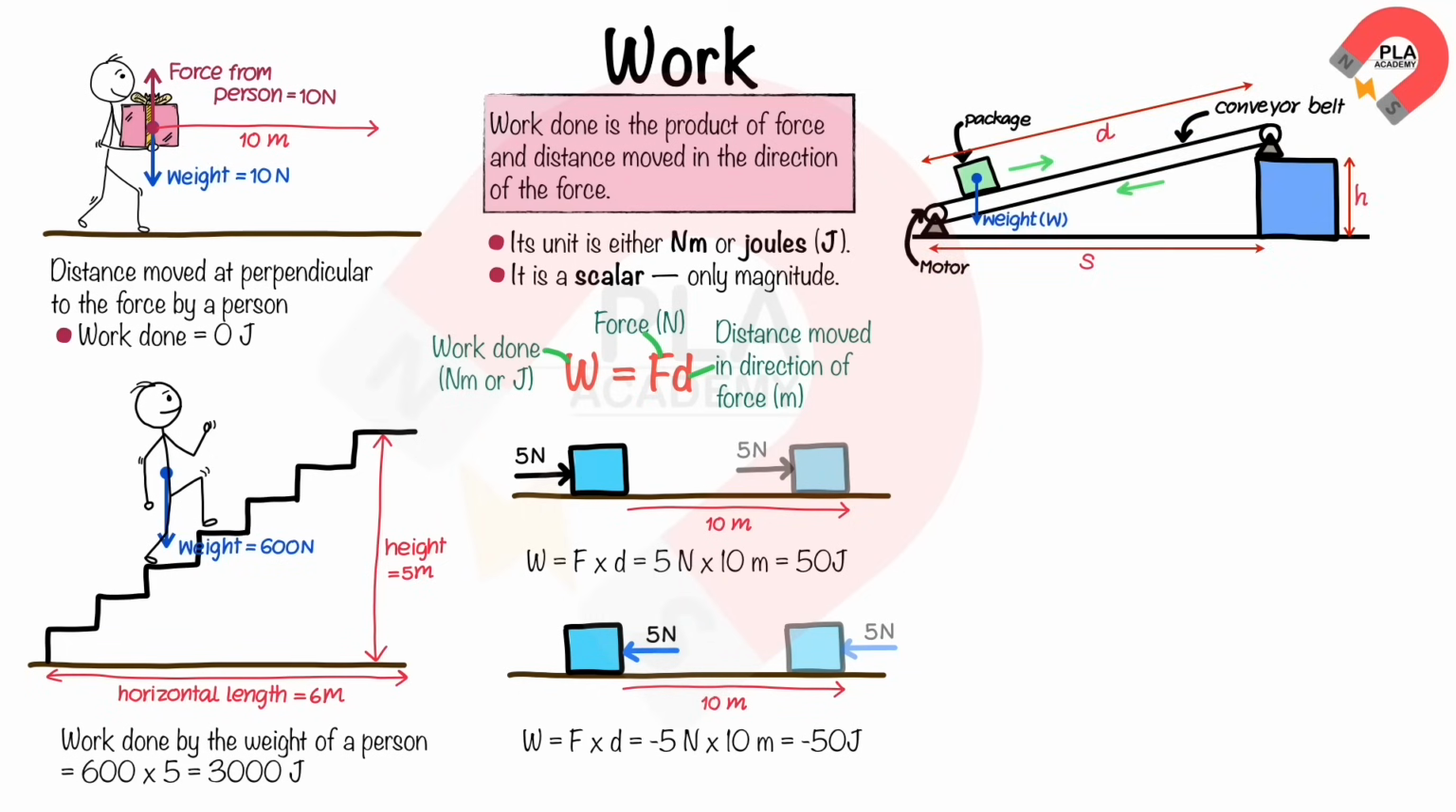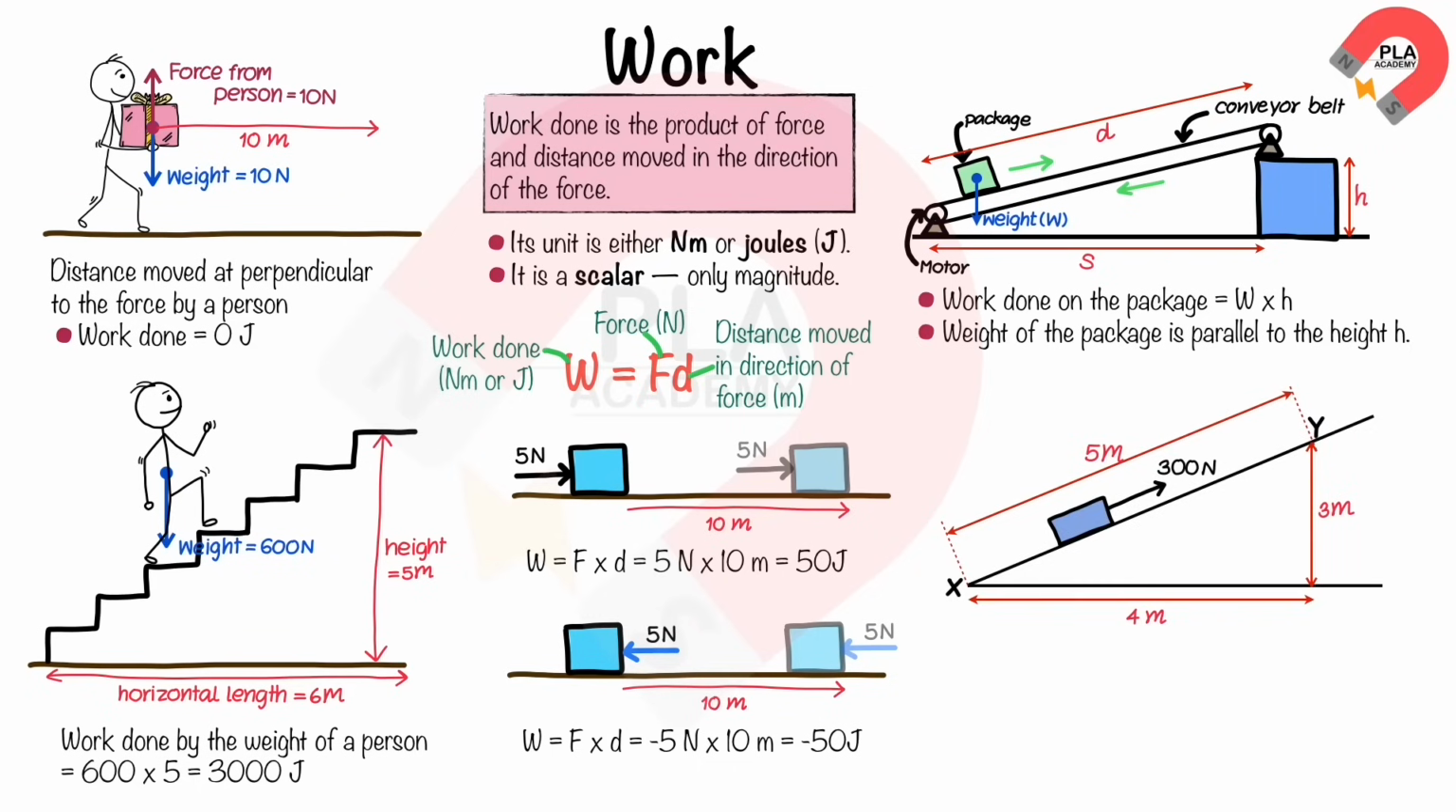In the case of a package with weight W moving along a conveyor belt driven by a motor, as shown, the work done on the package is W times H. This is because the weight of the package is parallel to the height H.